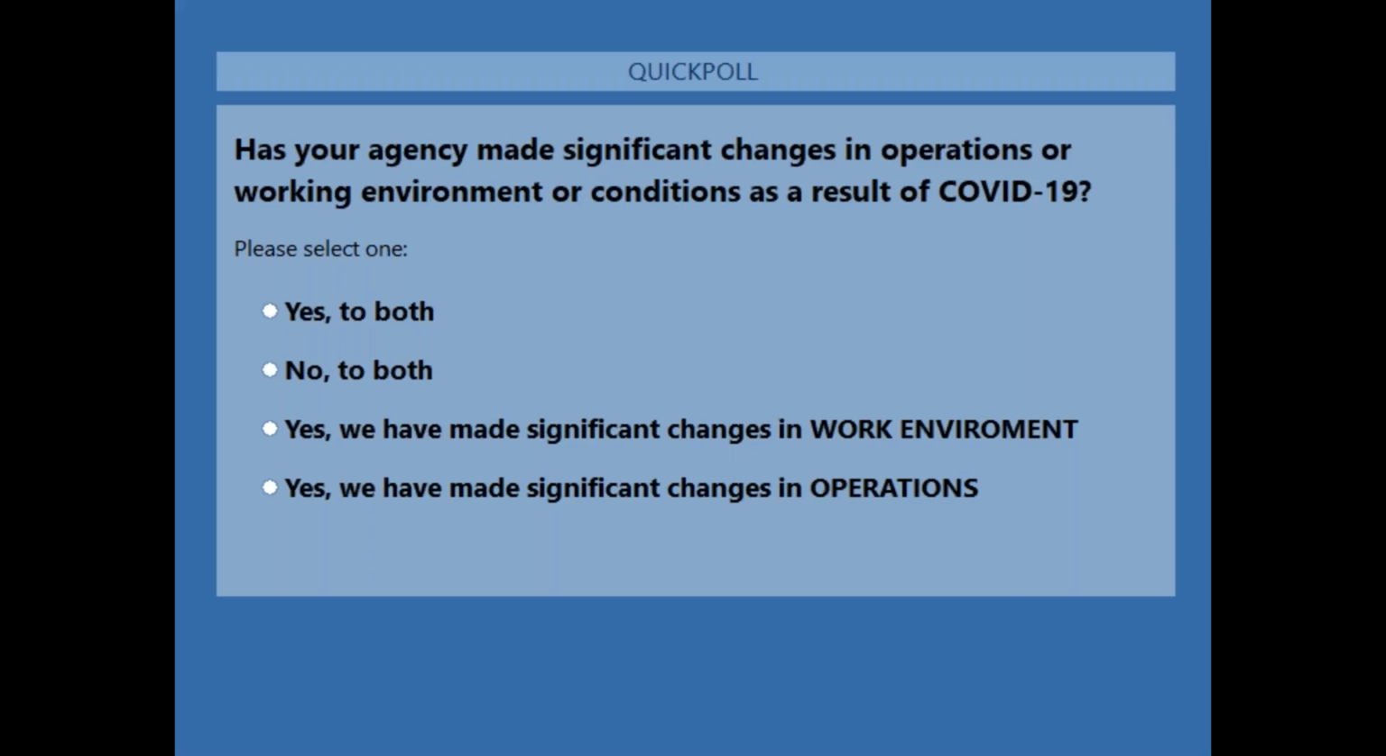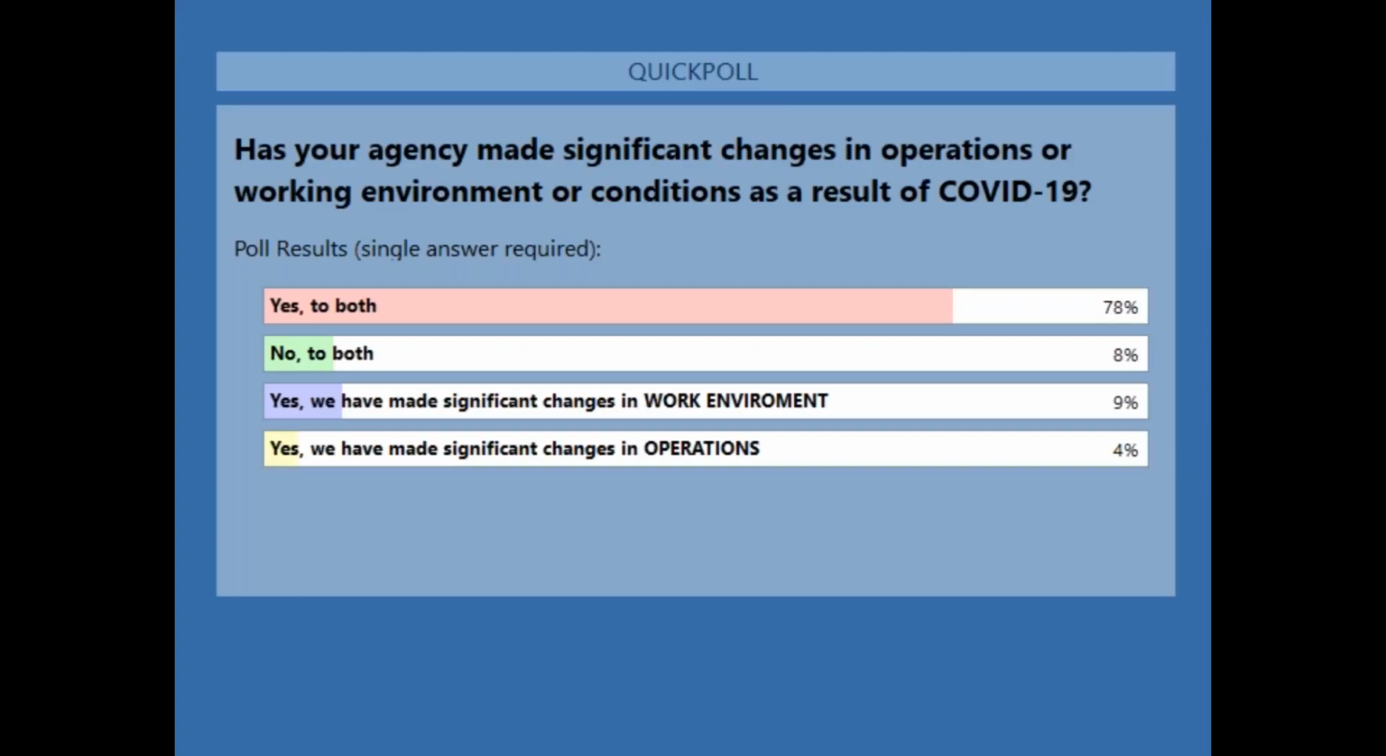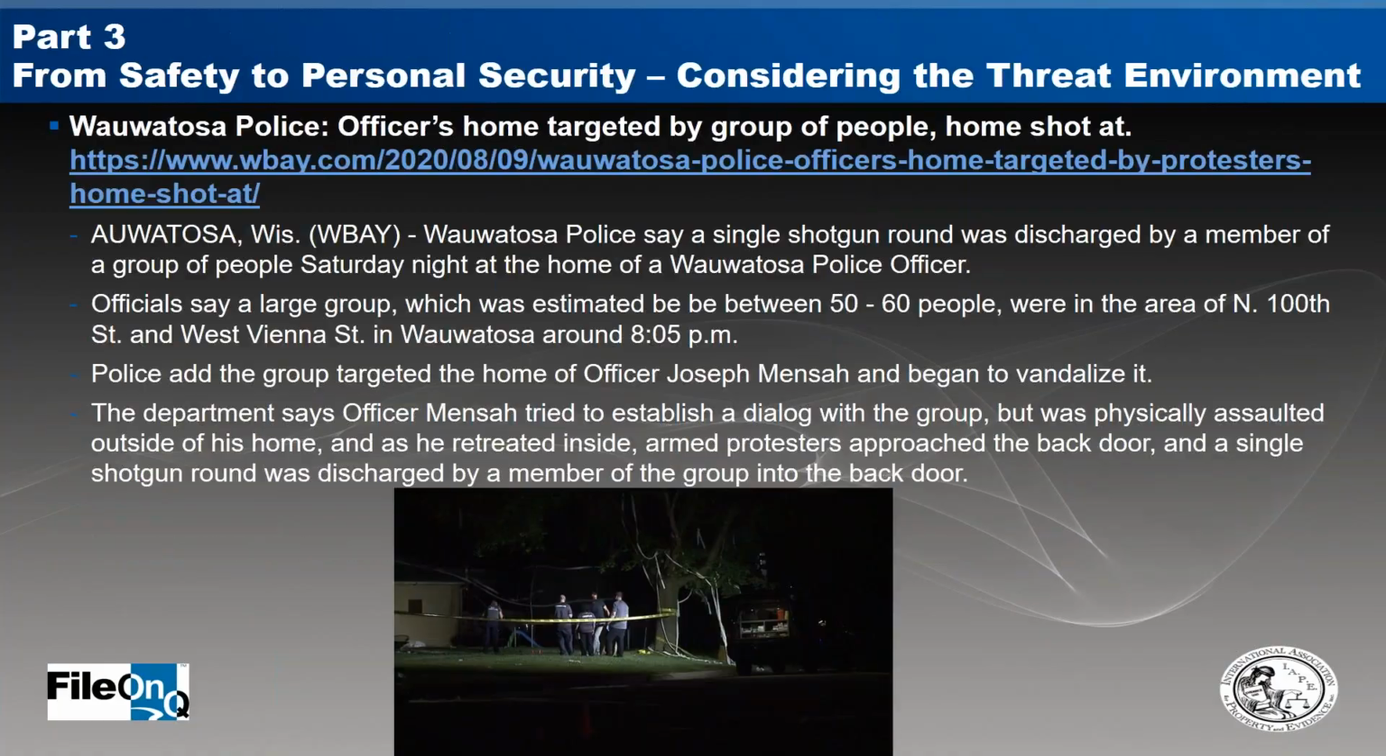Okay. I'm going to go ahead and share those results with everyone. So I'm going to close that poll out and share those results. It looks like yes to both, 78%. A lot of people are being very proactive, which is good to see. And then no to both is 8%. Yes, we have made significant changes to our work is 9%. Yes, we have made significant changes to our operations is 4%. But 78% said yes to both. So that's great. And then I will go right into the next poll here.